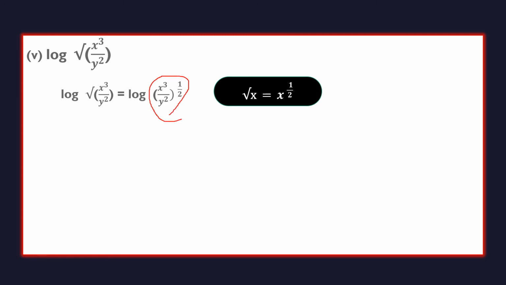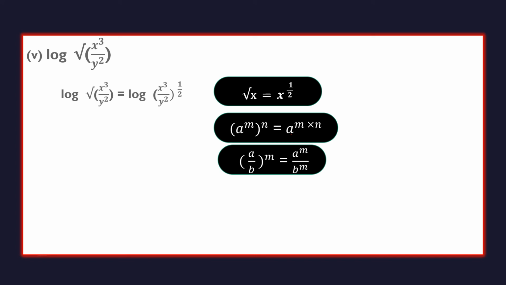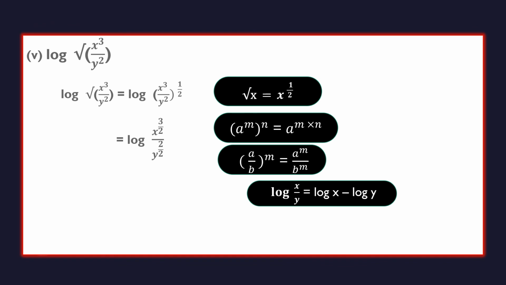Now here you can use two formulas. Both of them are having power, right? That means (a by b) power m equals a power m by b power m, so we can give this power to both of them by using this formula. And here, power after power, a power m whole power n equals a power m times n. By using these two formulas, we'll write this. So 3 into 1 by 2 is 3 by 2, and 2 into 1 by 2 is 2 by 2. Now if you see here, this is a fraction x by y, so our formula used is log x minus log y.